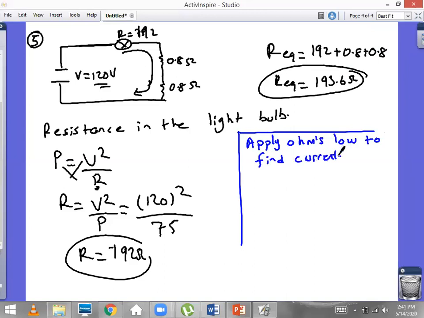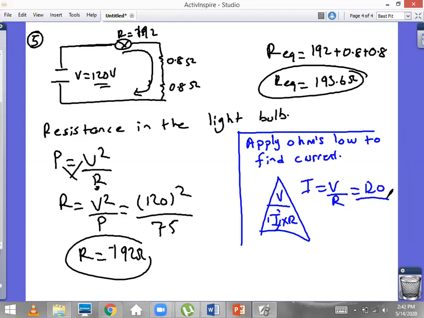Find current. So to find current, let me give you a triangle again. VIR. When you cover V over here, you're going to see that it's going to be V over R, okay? So 120 over 193.6 equivalent resistance. So when you do that, you're going to get the current as 0.62 ampere. Okay, 0.62 ampere is going to be our current.